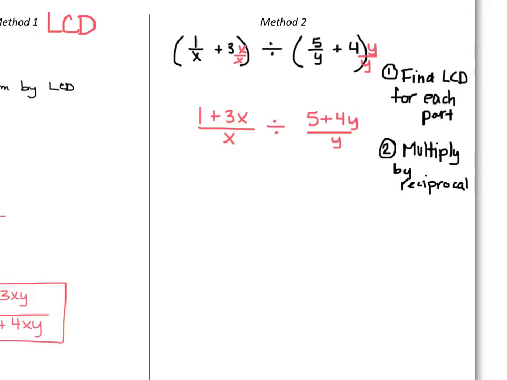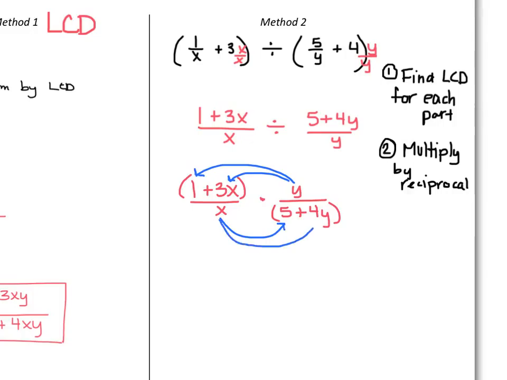So that'll look like 1 plus 3x over x times y over 5 plus 4y. It might help you to put those two-term parts in parentheses. And we're just going to multiply across, which means we're going to distribute the y to everything on top and the x to everything on bottom, and then we will be done. So step 3 is simplify.